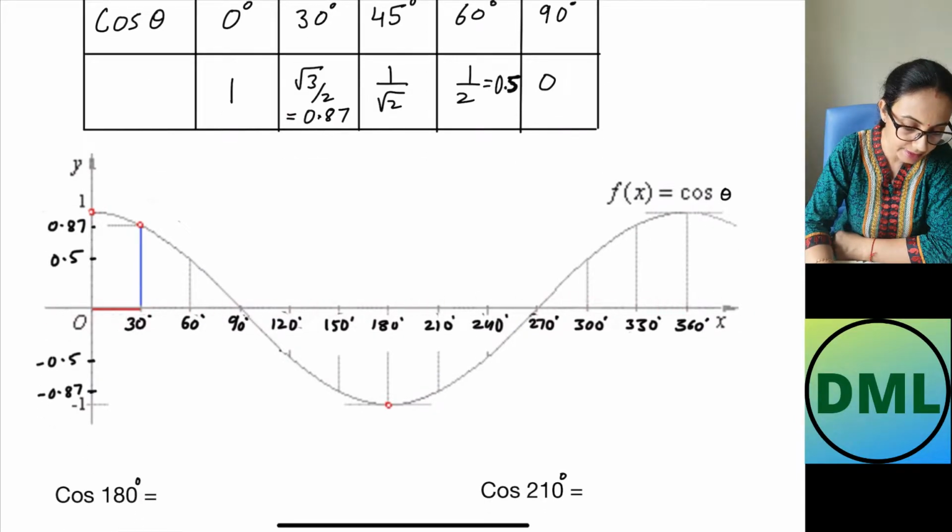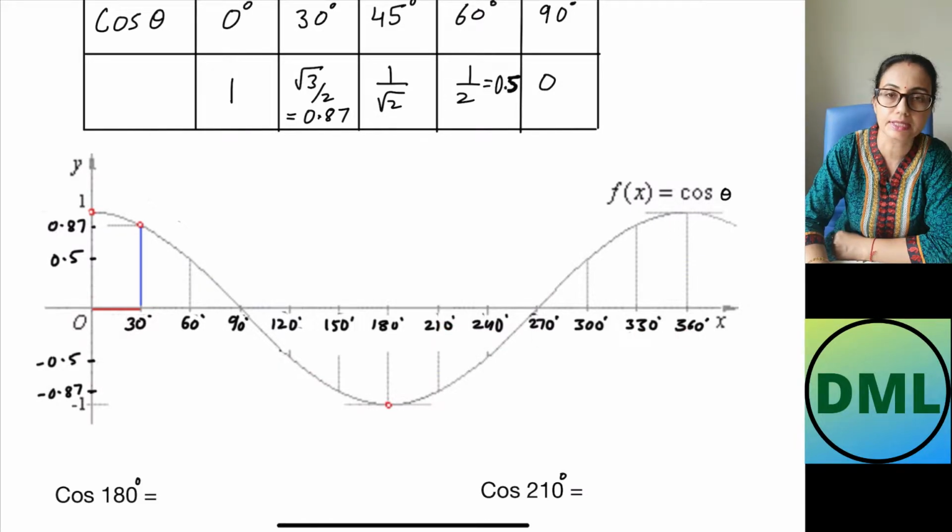This is our x-axis and this is our y-axis. I have plotted 0, 30, 90, 120, 150, 180, 210, 240, 270, 300, 330 and 360. Why I have plotted till 360? Because 360 degree is the period of cos function.